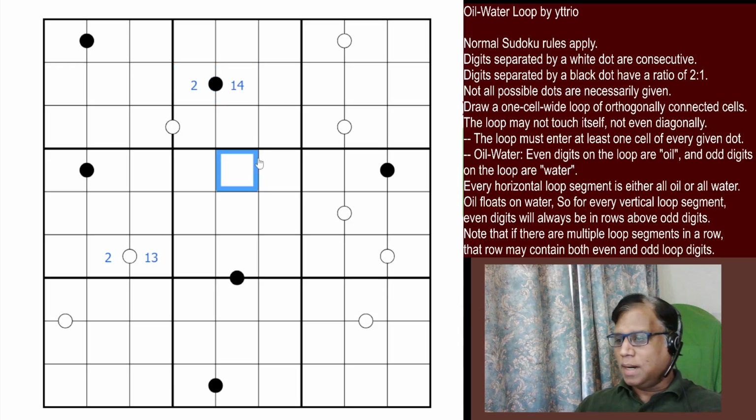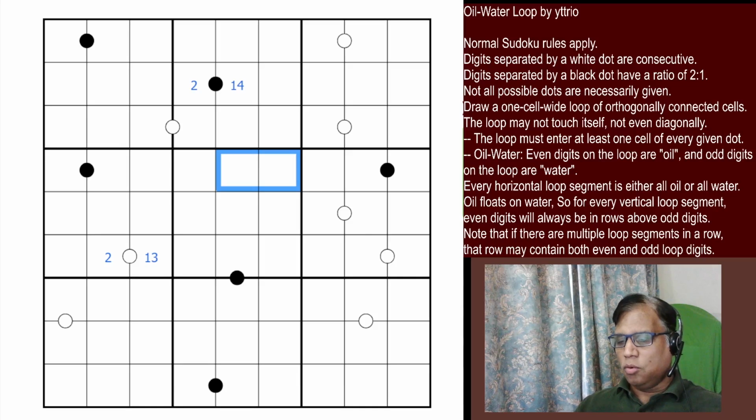Not all white dots and black dots are given. That means it's not necessary that two digits without a black dot between them should not be double. It's possible that this could be a 2 4 pair. Now the important thing: draw a one cell wide loop of orthogonally connected cells. The loop may not touch itself, not even diagonally, right?